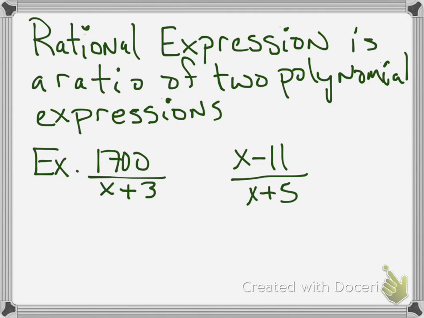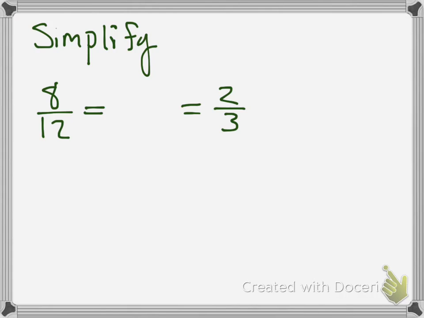Anyways, so what is a rational expression? A rational expression is a ratio of two polynomial expressions. What does that mean? It's a fraction. Dealing with, say, polynomials. So two of your favorite subjects of all time in Algebra 2. What can I say? All right, so what do we do to simplify?